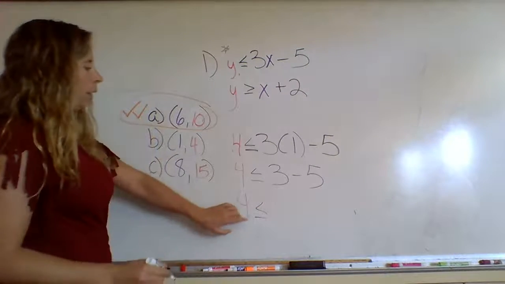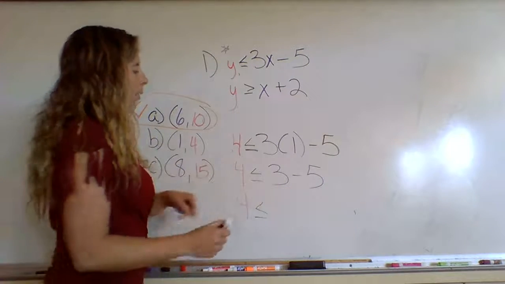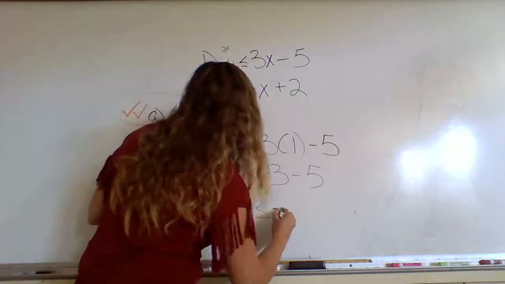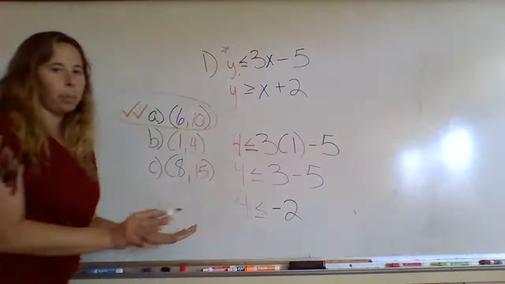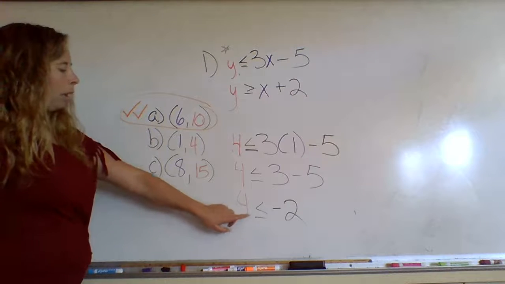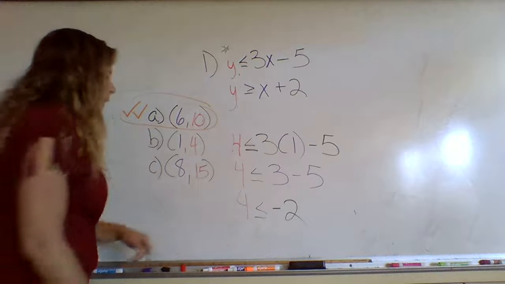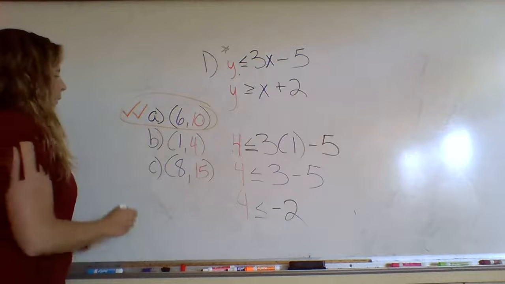4 is less than or equal to 3 minus 5, which is -2. And stop. Is 4 less than or equal to -2? No. 4 is greater than -2.